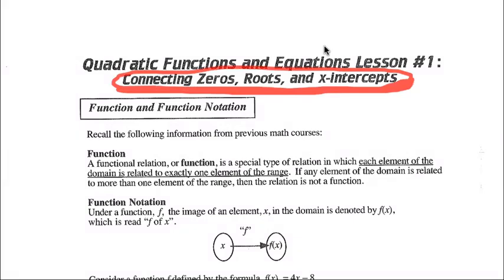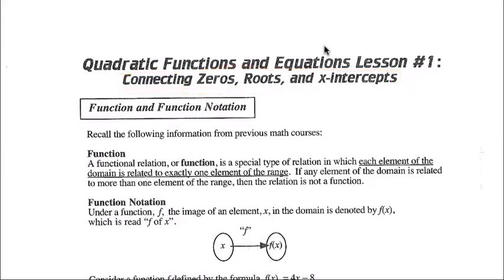So as we work through these first few pages of notes, just remember that the whole purpose of the first 4 pages of these notes is to get into your head that the zeros, the roots, and the x-intercepts of functions or equations are all the same thing. Okay. So that being said, let's move along.